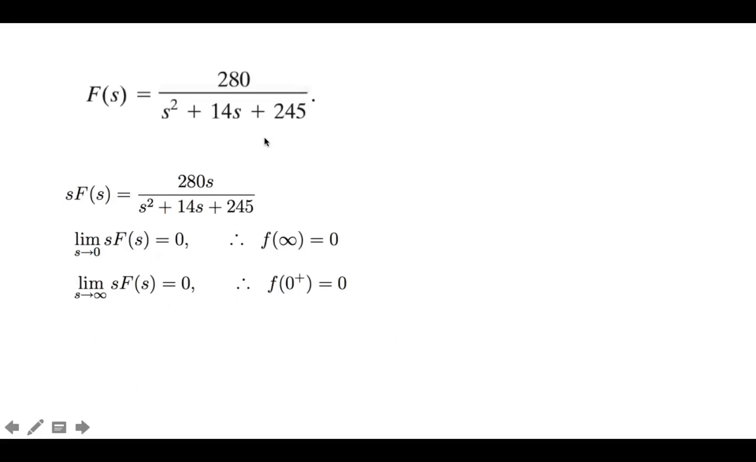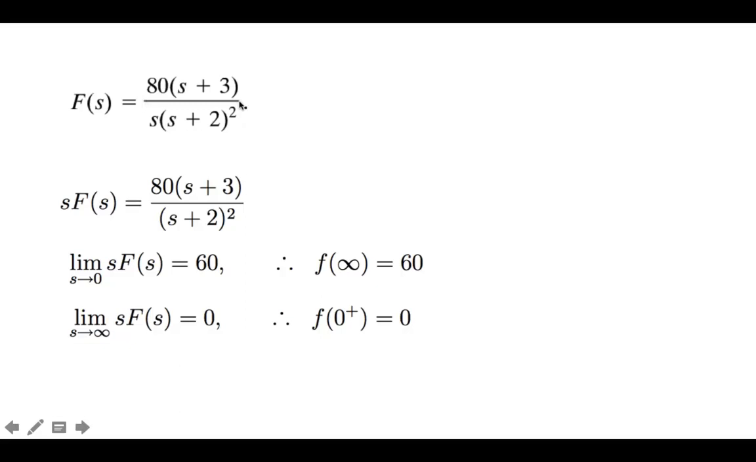Here are some more examples. In this example, we just have a second order polynomial in the denominator. We take s F(s). It's now easy to see that if we let s go to 0, the numerator goes to 0, so the whole function goes to 0. So the final value is 0. If we let s go to infinity, in this case, because the order of the denominator is clearly higher than the order of the numerator, that function will approach 0 at 0.